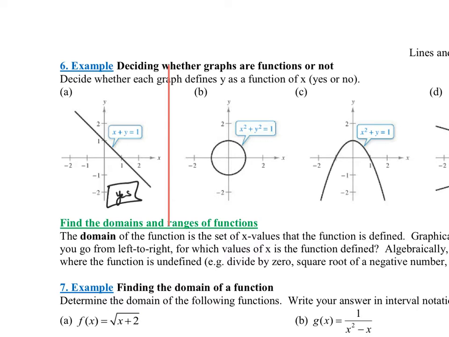Okay, let's look at B here. I'm going to continue on with my vertical line. If you notice, at some point we have a place where it touches more than once. For instance, here's a point where it touches both here and here. So there's a vertical line that touches it twice. If there's a vertical line that touches it more than once, then the answer is no, it is not a function.